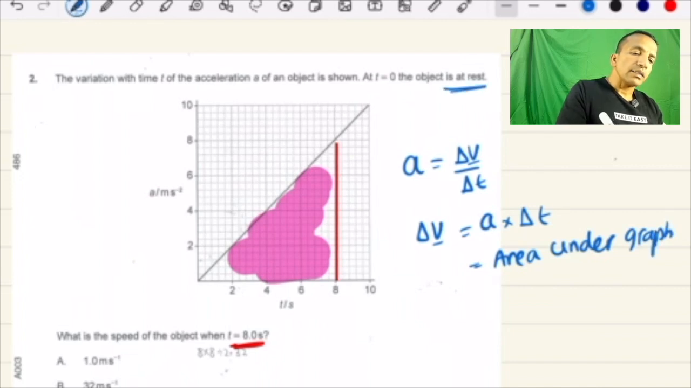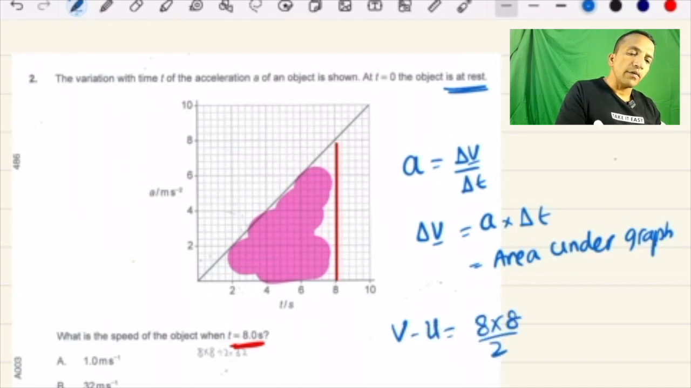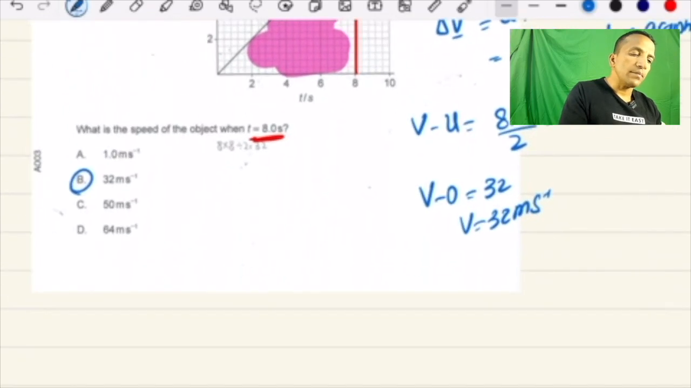This is what we are not very familiar with sometimes. And the second thing is, this starts from rest. So v minus u is the area under the graph, 8 times 8 over 2. So this comes to 32. As the motion starts from rest, v minus 0 is 32. v is 32 meters per second. The answer should be B.